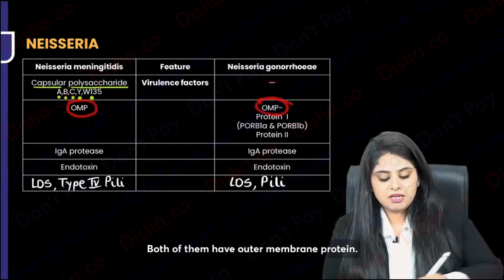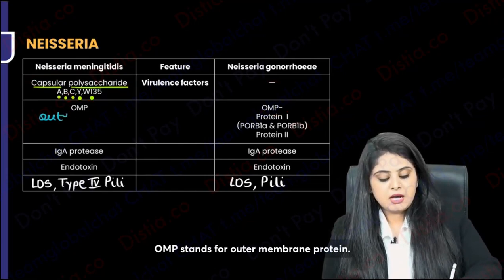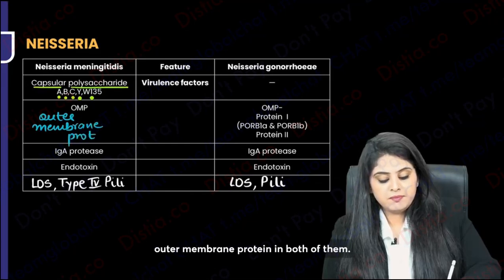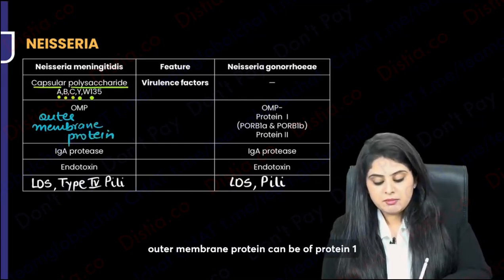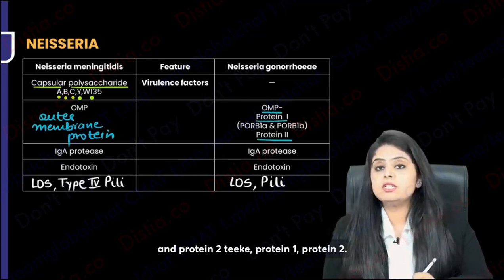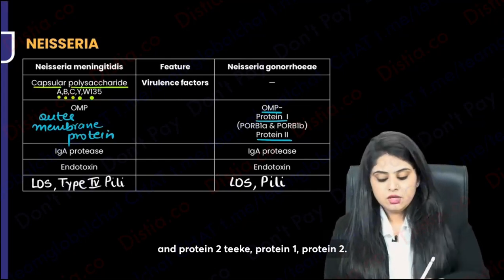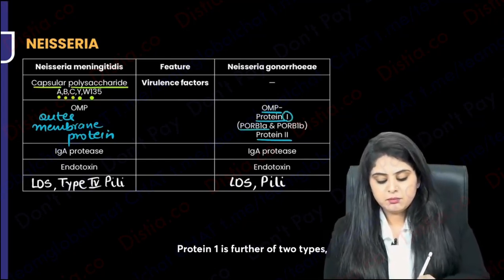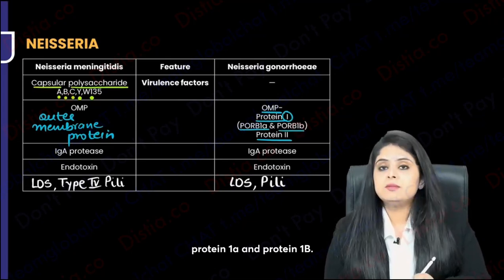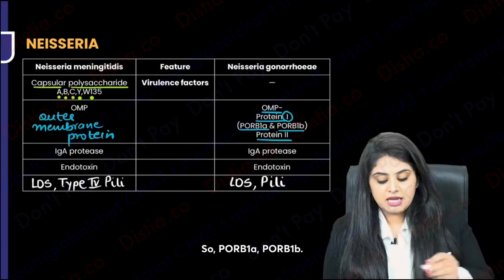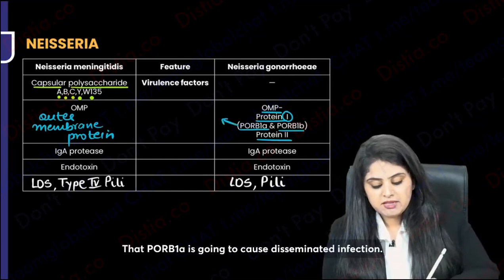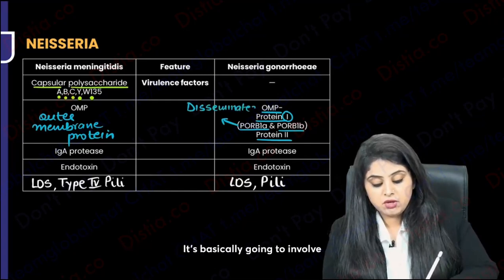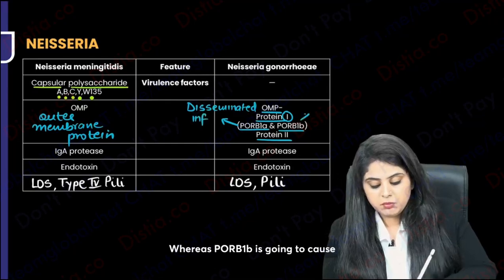Both of them have outer membrane protein. OMP stands for outer membrane protein. But in gonorrhoeae, please note, this outer membrane protein can be of protein 1 and protein 2. Protein 1 is further of two types, protein 1A and protein 1B. So, Por B1A, Por B1B. How I have learnt it is that Por B1A is going to cause disseminated infection. It's basically going to involve all the organs of the body, whereas Por B1B is going to cause localized infection.